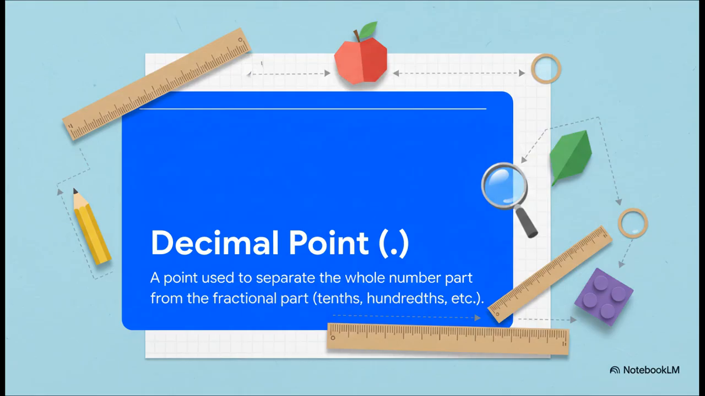A shortcut. And here it is, the decimal point. This little dot is like a superhero. It just sits there, right after the whole numbers, and it basically says, okay, everyone, everything that comes after me is a fraction. It's a simple, brilliant way to keep our numbers neat and clean.